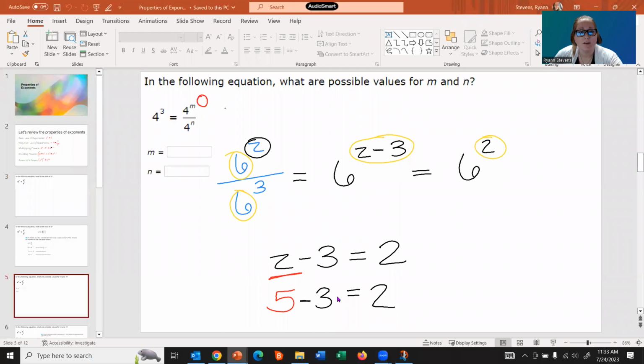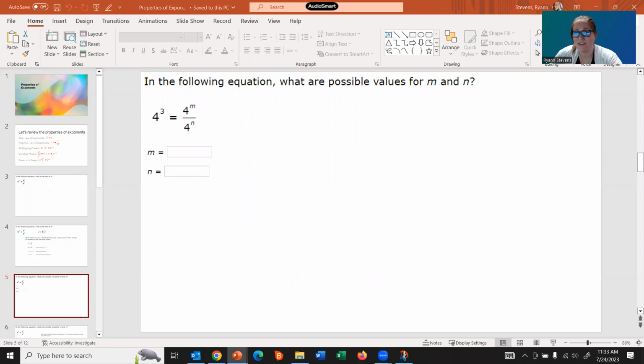The next example we're going to look at is slightly similar to the one that we just saw. But in this case, now we have two variables that we're working with. So we have 4 to the third power is equal to 4 to the m power over 4 to the n power. And again, in this equation, we are dealing with the property of dividing powers. And so that's where we can take these exponents and subtract them.